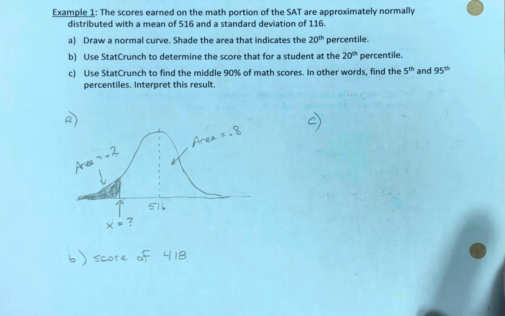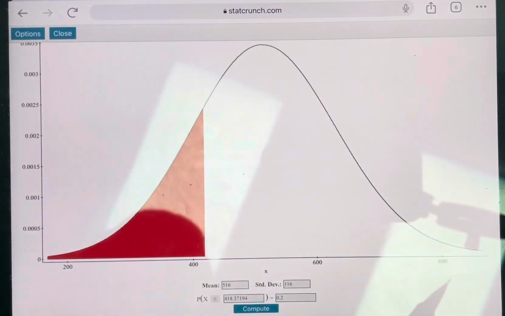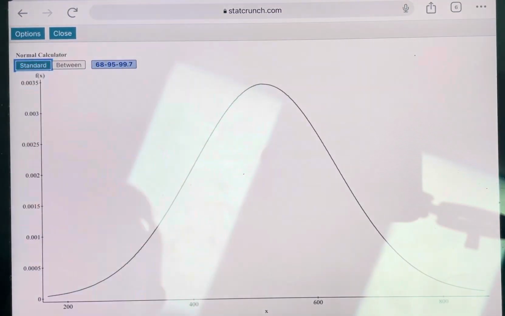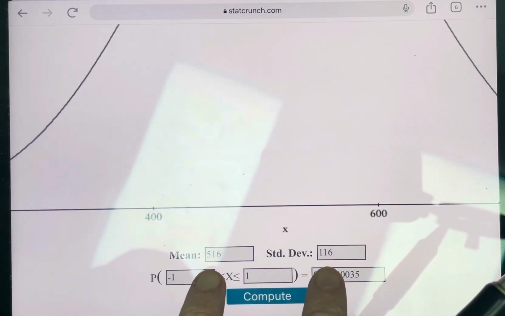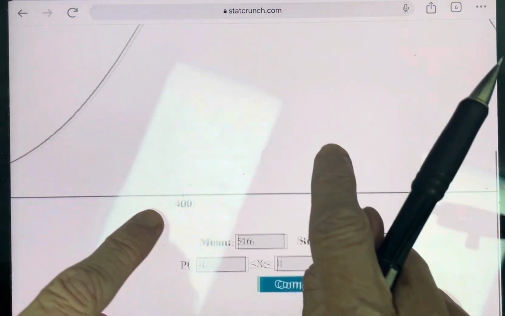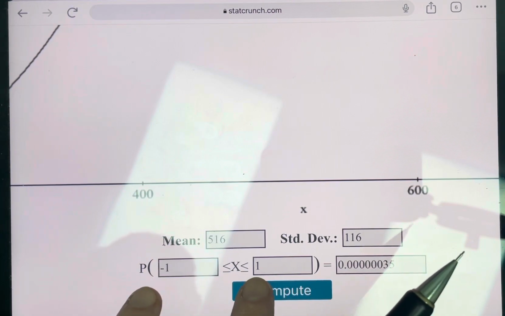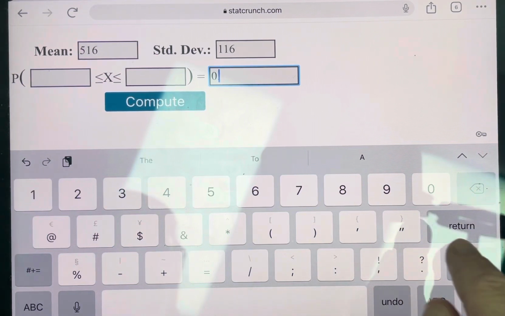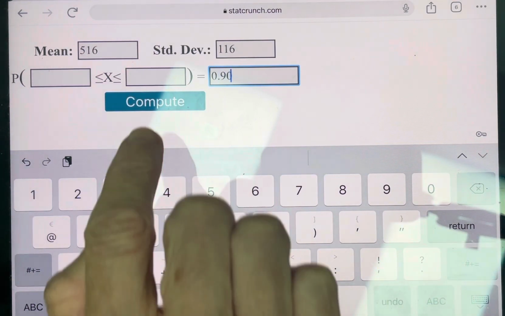All right, StatCrunch will do that for us. Let's go back to our StatCrunch, which is already set up. First thing we do is we want to be between. So we need to come up here and choose the between option. We already have our mean and standard deviation. It's set to be between. This is what it defaults to. We want to change the value here. We want the area between these two things to be 90%. So let's put in 0.9 or 0.90 if you'd like, and then let's compute.